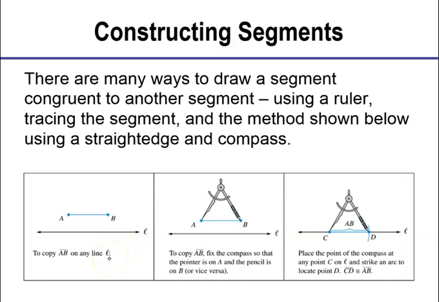Now the next thing you do is you measure it with your compass, just like we measured the radius of our circle before. You can measure here, all right, and you move the compass over to your line and you draw an arc. Okay, you see this little arc here? Remember, a compass draws a circle. There's the arc right there, and from your point C to your point D that measures AB. So place the point of the compass at any point C on L and strike an arc to locate D. And then now CD is congruent to AB. They're exactly the same length.